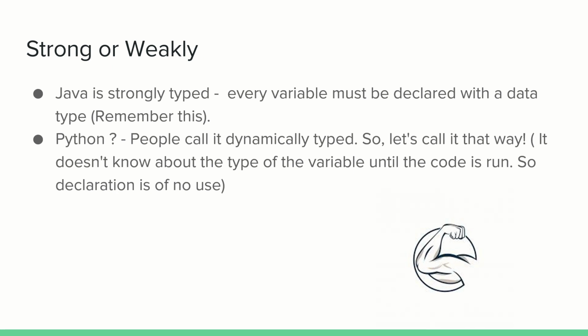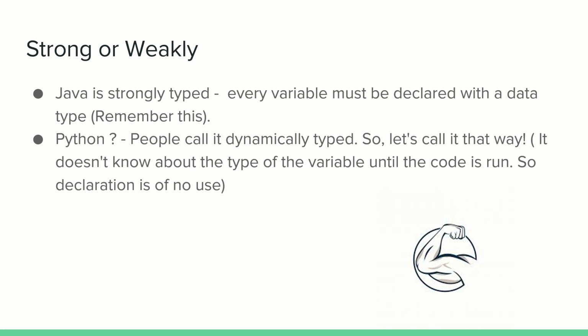Strong or weak. What do you mean by that? We are talking about strongly or weakly typed. Java is strongly typed. What do you mean by that? Every variable must be declared with a Java type. It's mandatory. Every variable must come with a type. But Python, people call it dynamically typed. They don't call it strongly or weakly. They call it dynamically typed. So we are going to call it the same way.